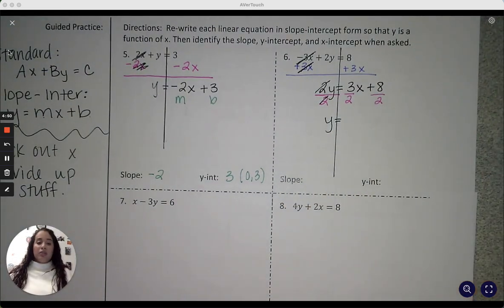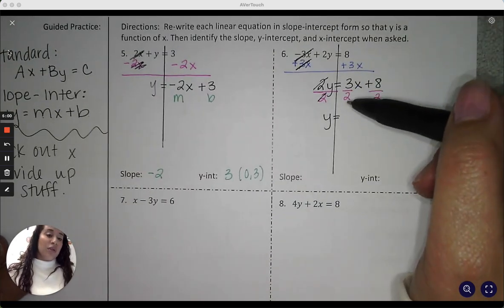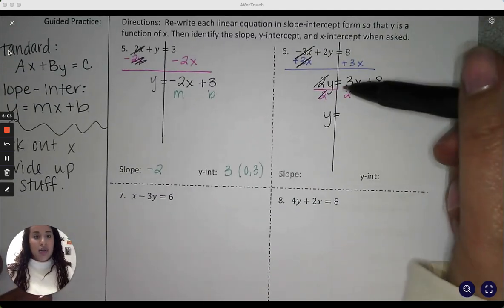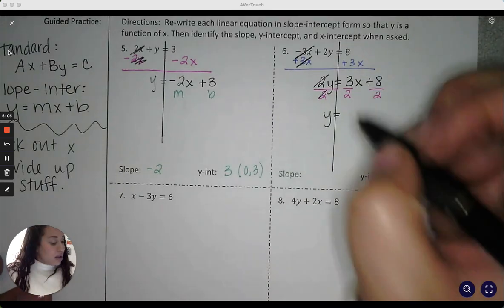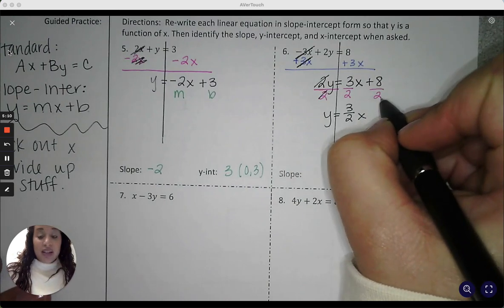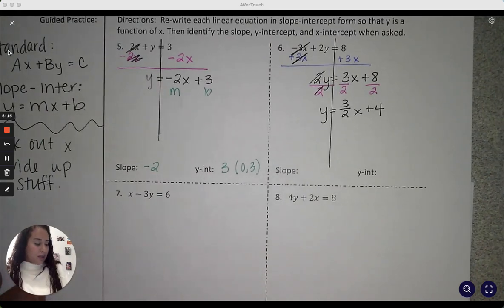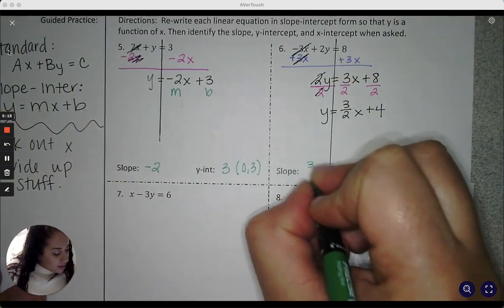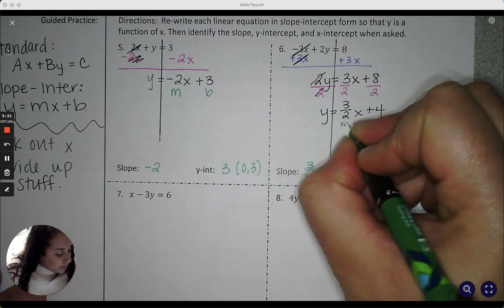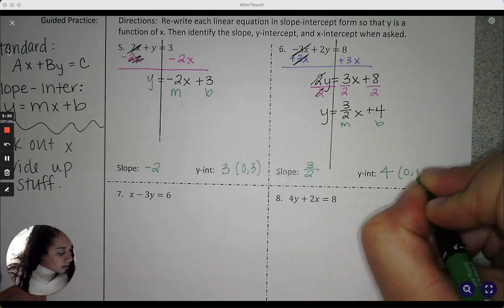A lot of people are going to plug it in and say, oh, that's 1.5, that's 1.5. You're right, it is. However, if I asked you to graph it without a calculator, it's easier to leave your slope as a fraction like this so you can see your rise over run. So we have 3 halves x, and then positive 8 divided by 2 is 4. So our slope is 3 halves, and our y-intercept is 4, or 0, 4.